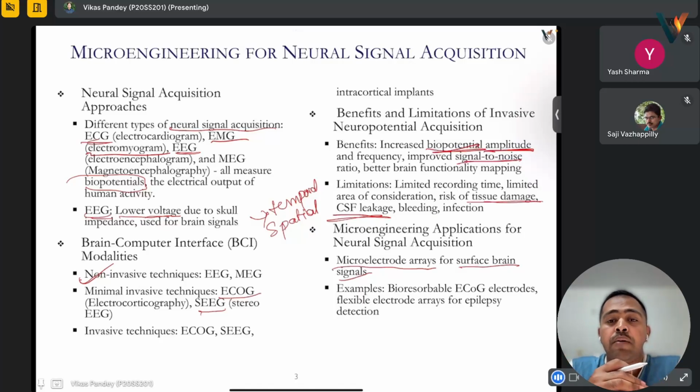Then there is something called bioresorbable ECoG electrodes. That means they don't need to be taken out. If we are using some invasive technique and putting in an electrode, such an electrode will after some time just decompose or mix with the tissues, and it is not going to cause any problem, so another surgery to take it out is not needed. Then the second one, as we have seen, is flexible electrodes for epilepsy detection. Fine till here? Any questions or confusions?